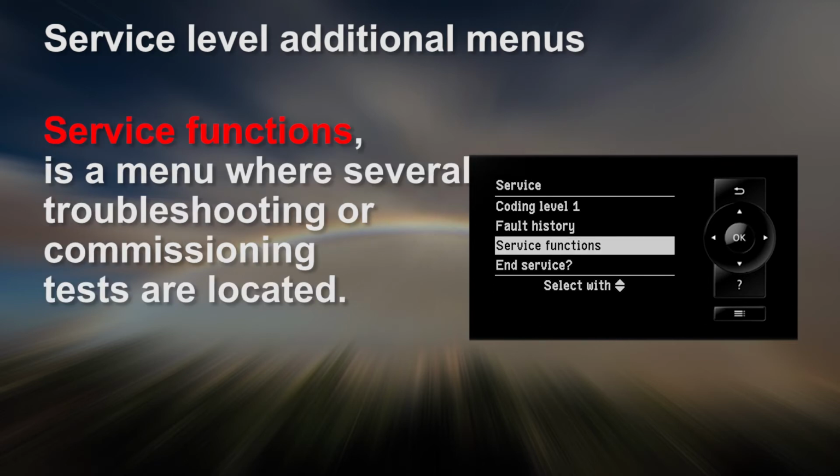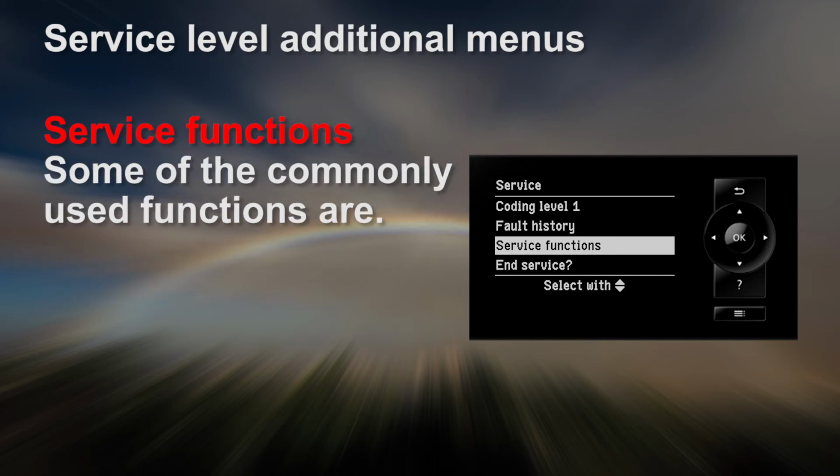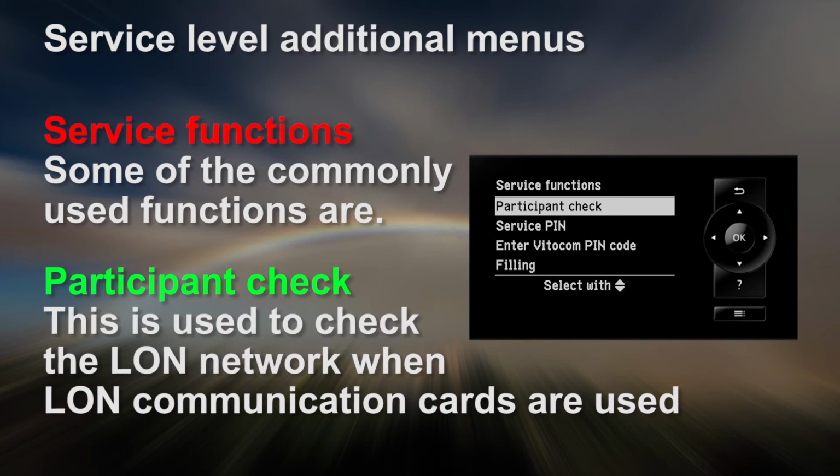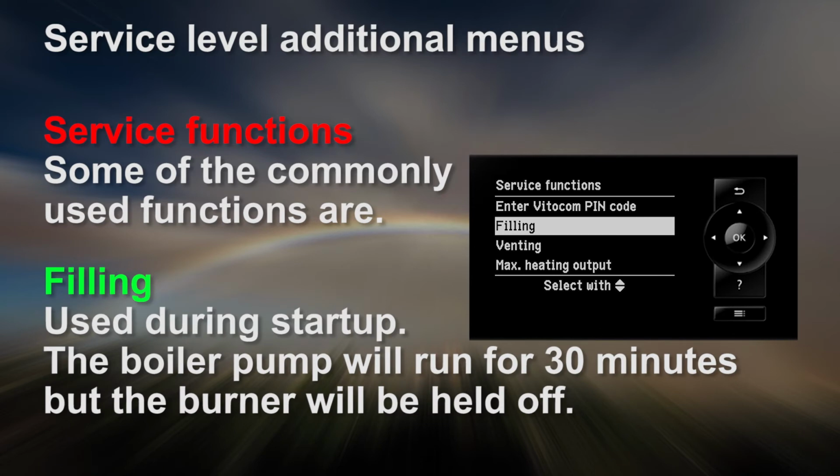Service Functions is a menu where several troubleshooting or commissioning tests are located. Let's look at some of the most commonly used service functions. Participant Check is used to check the LAN network when LAN communication cards are used. Filling, used during startup, the boiler pump will run for 30 minutes, but the burner will be held off.